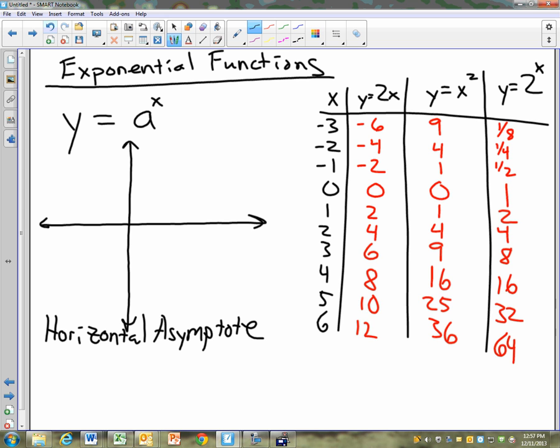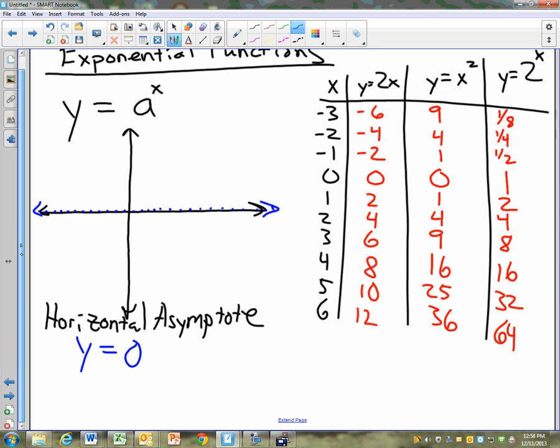asymptote. We can either call it an asymptote or an asymptote. Either way is fine. And in this situation, it's not always the case, but in this situation, the horizontal asymptote is the x-axis, or the equation y is equal to 0. And an asymptote is a line, not actually part of the graph, but it's a line that the graph approaches, but never actually touches. It's kind of like a guide for drawing the graph.